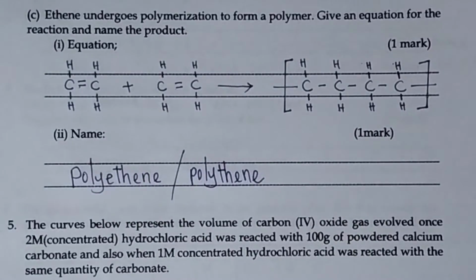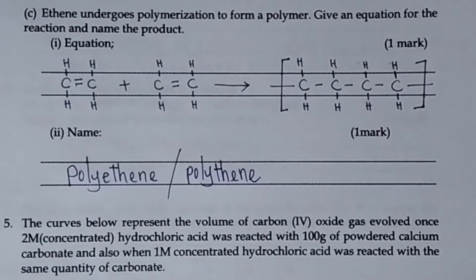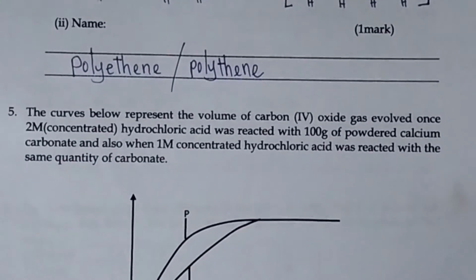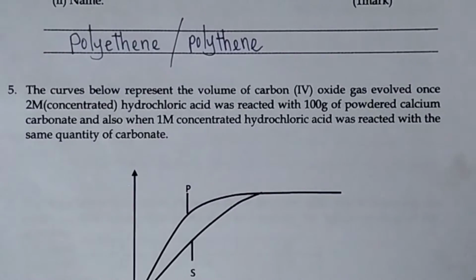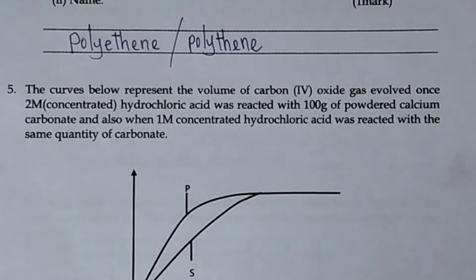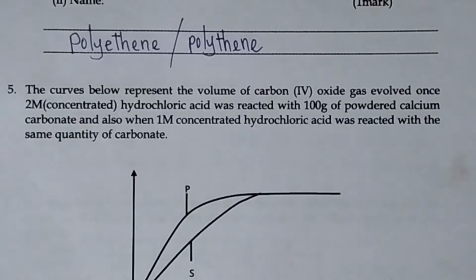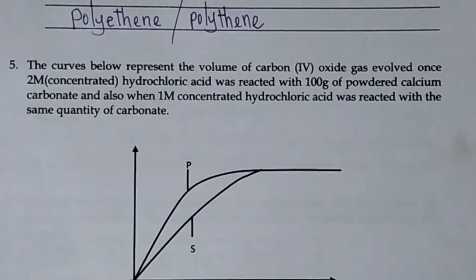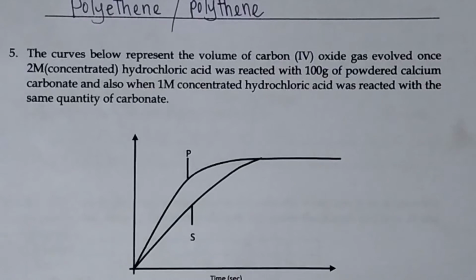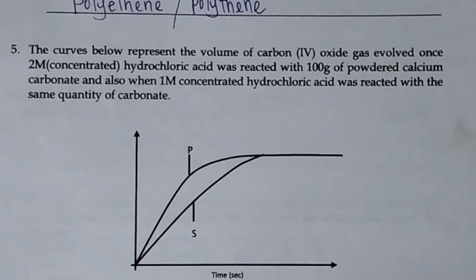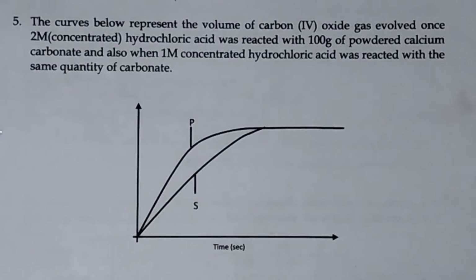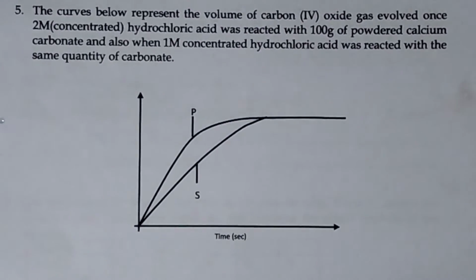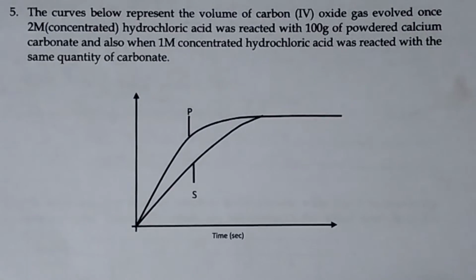Okay, we got to question number 5. We are told the curves below represent the volume of carbon dioxide gas evolved when 2 molar concentrated hydrochloric acid was reacted with 100 gram of powdered calcium carbonate, and also when 1 molar hydrochloric acid was reacted with the same quantity of the carbonate, that means 100 gram of the powdered calcium carbonate. So that's how the graph, or the curve, looks.